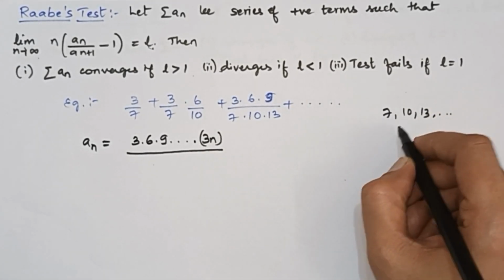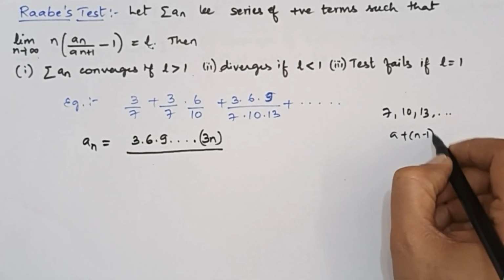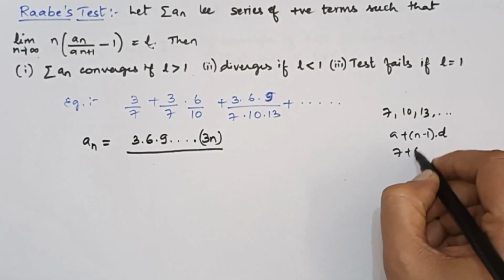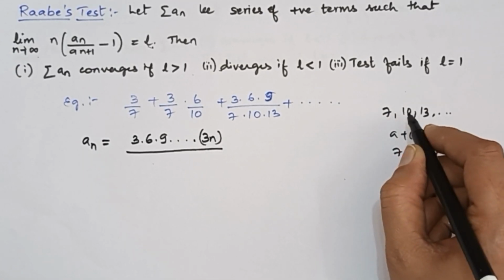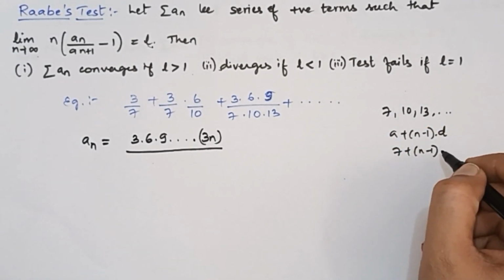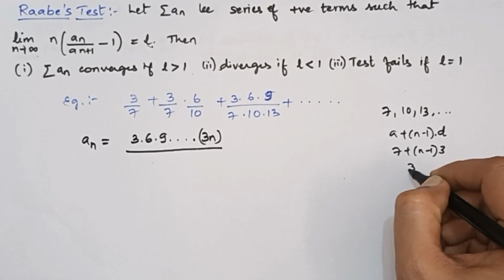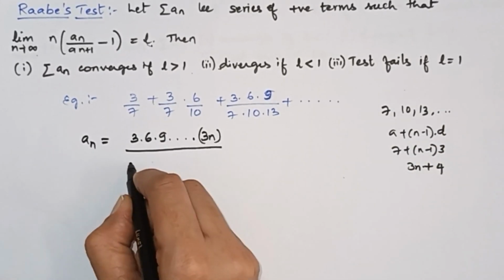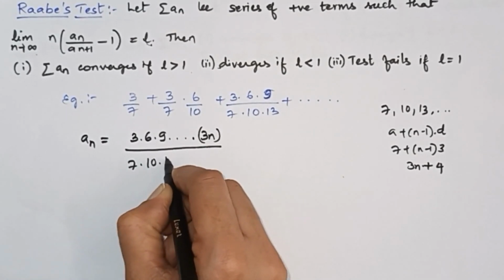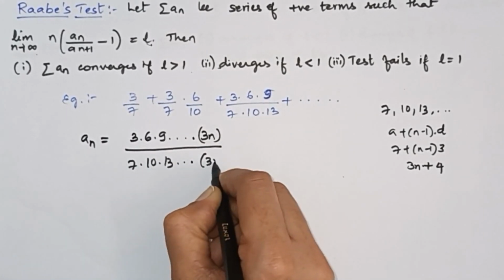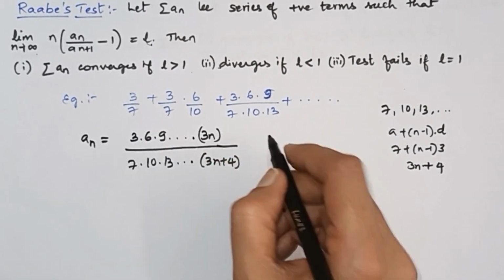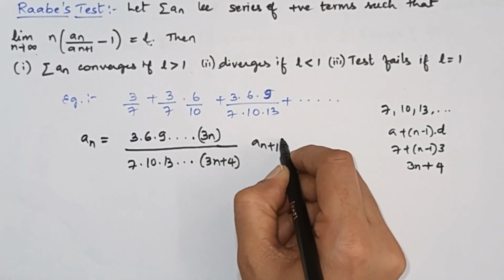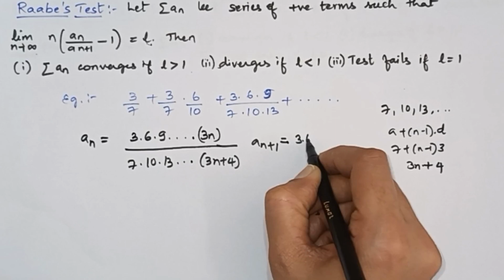So nth term of an AP is a plus (n minus 1) into d. So 7 plus (n minus 1) into 3, where the common difference is 3. Therefore 3n plus 7 minus 3, that is 3n plus 4. Therefore, 7 into 10 into 13, and so on up to 3n plus 4. This is an.